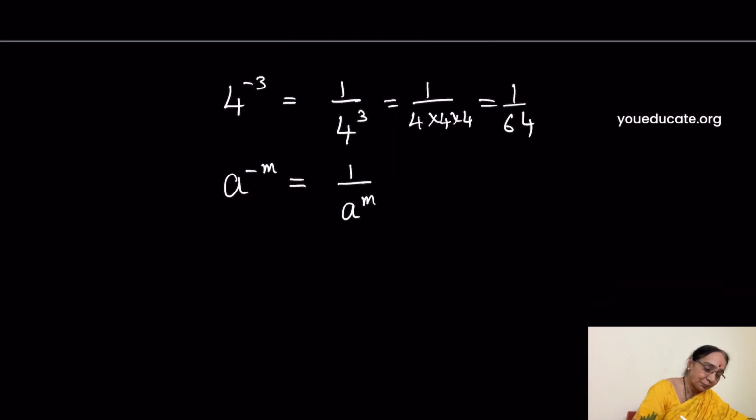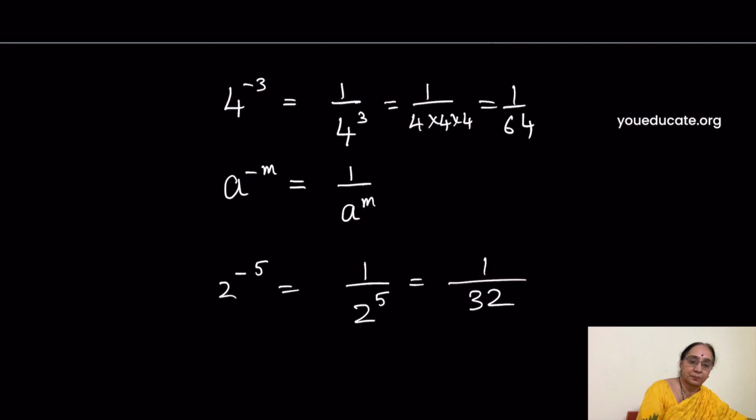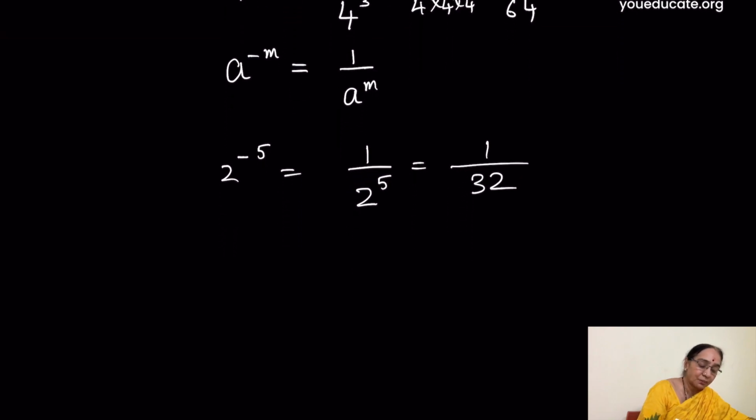So one more example, when I write 2 raised to negative 5, that means it is the same as 1 by 2 raised to 5, which is 1 by 32. And here I would give a small tip for you to do the calculations faster. You should memorize certain powers of 2 and powers of 3.